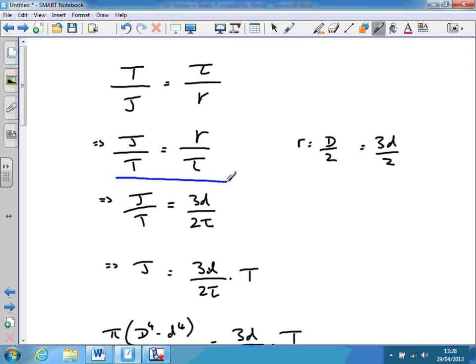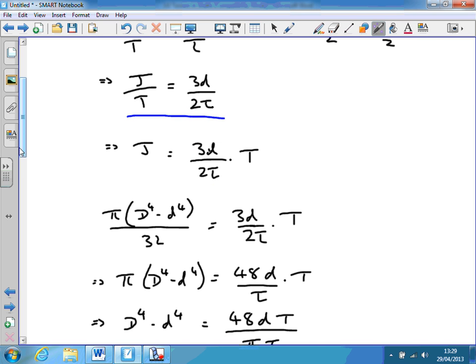But R is half the diameter, the outer diameter. But the outer diameter is 3 times the inner diameter. So we can write that the radius is 3d over 2. So putting that into here, we get that J over T equals 3d over 2 tau. Then we get J equals 3d over 2 tau times T. And I've done that because we don't know J, but we do know a formula to find J, and that's this: pi, D to the 4 minus d to the 4, over 32.